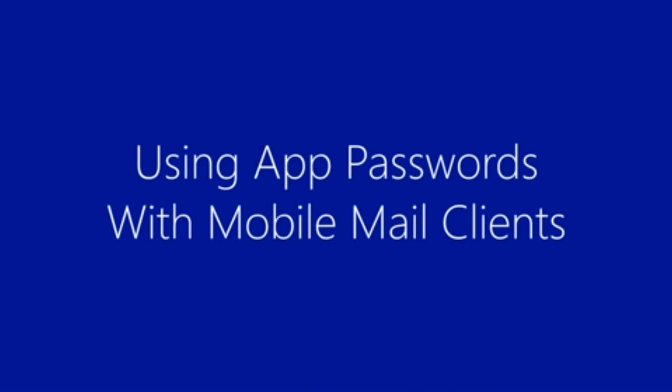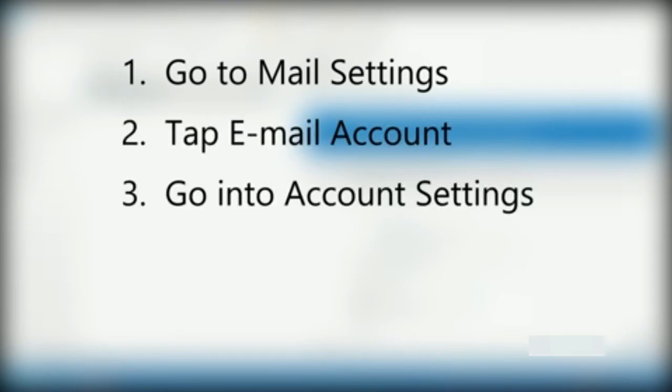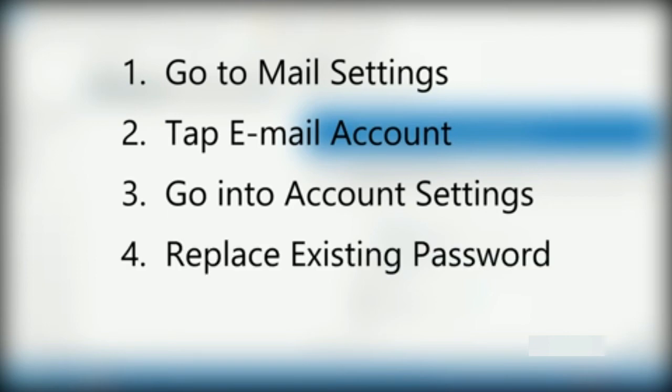To use an app password with a mail client on your mobile device, go into the mail settings on that device, tap your email account, and go into the account settings. Replace the existing password by typing in an app password after you've generated one and save. If your mail client prompts you for new credentials because it is unable to connect with the previous password, you can also just type in the app password as the new password.